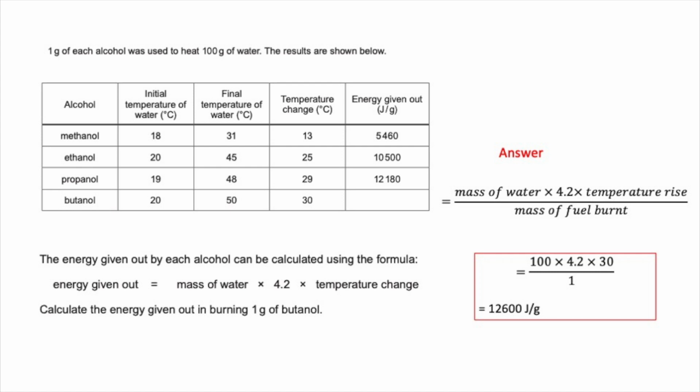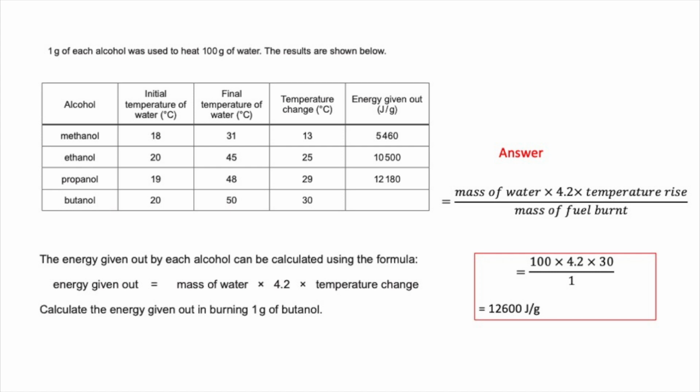So question 2A is asking you to calculate the energy given out in burning 1 gram of butanol. Now, to do this, we have to know the mass of water, where they tell you it's 100 grams. You times that by 4.2, the specific heat capacity. You times it by the temperature rise, which in this case is 30, because it went up from 20 to 50 in the table. And you divide it by the mass of fuel burnt, which is 1, because they tell you it's 1 gram of butanol.